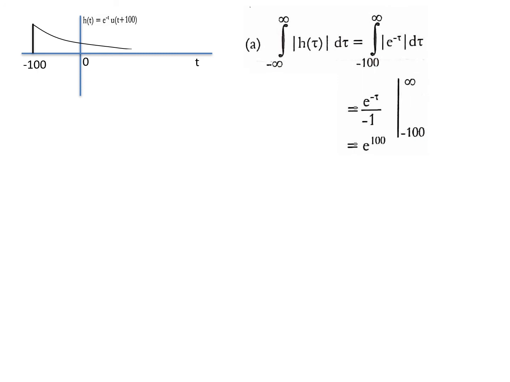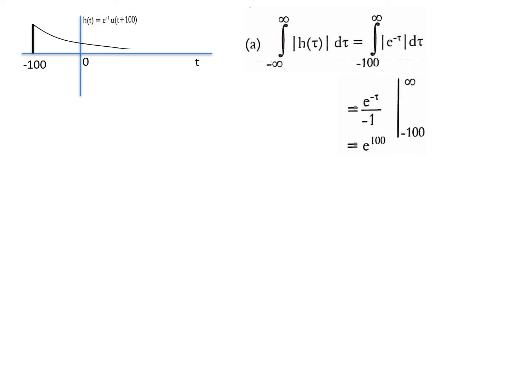System has memory. So all these things have been done here. To find the stability, same thing, integrate; it's a stable system. Let us prove it mathematically. You simply integrate it. Its integration limit is minus 100 to infinity, because the signal starts at minus 100 and goes up to t equal to infinity.